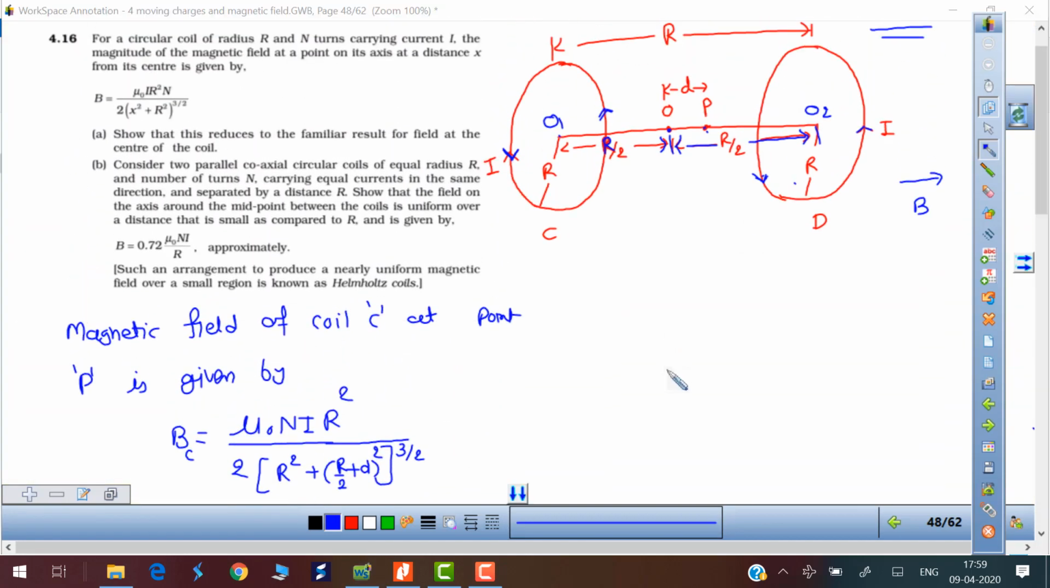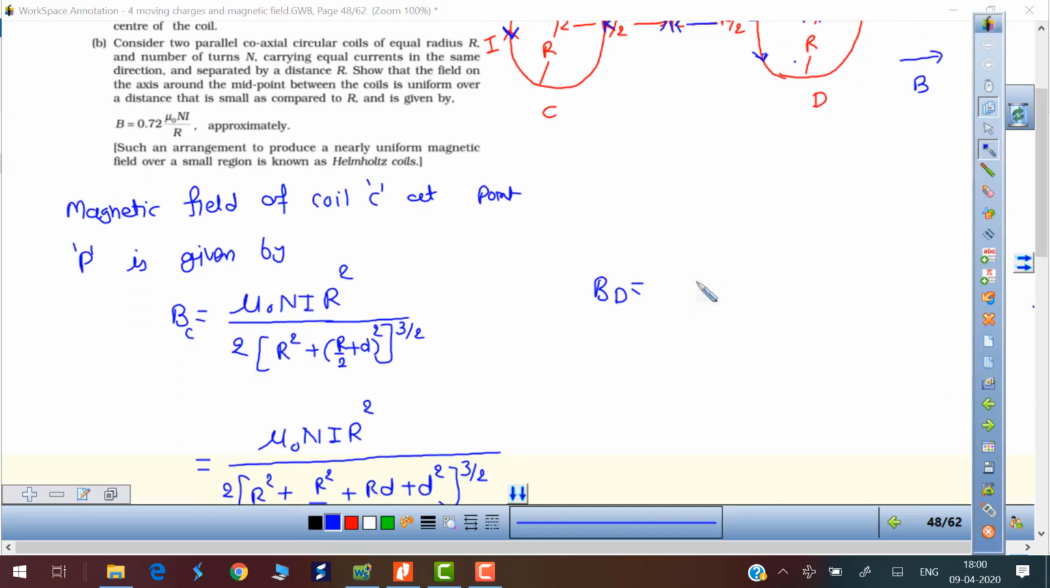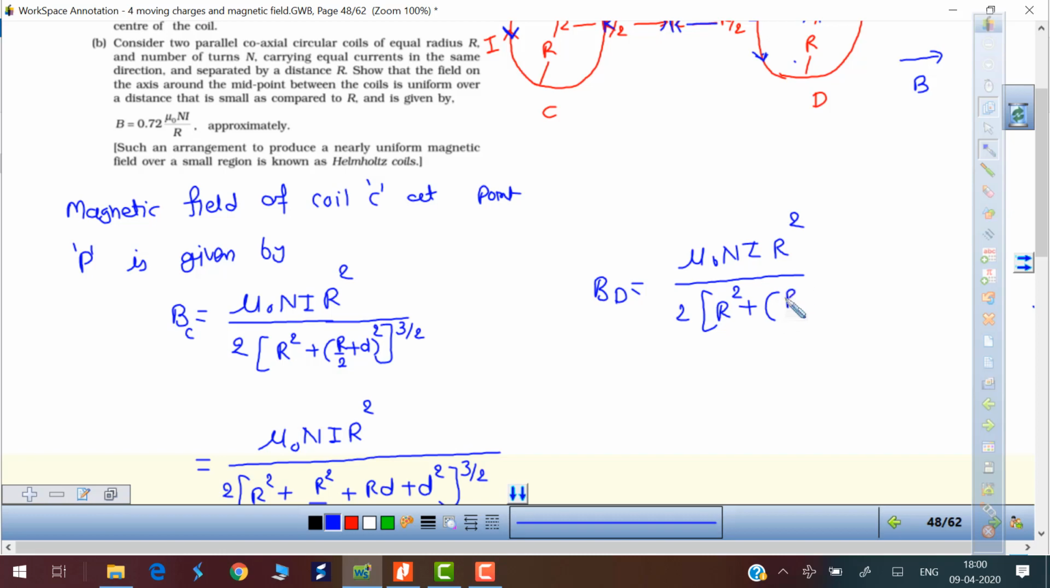So if you do the calculation for BD, here the distance from here to here is R by 2 minus d. Instead of plus d I have to take minus d. So if I take minus d over here, the first step I write down is mu 0 n I r square upon 2 into r square plus (r by 2 minus d) square, to the power 3 by 2.